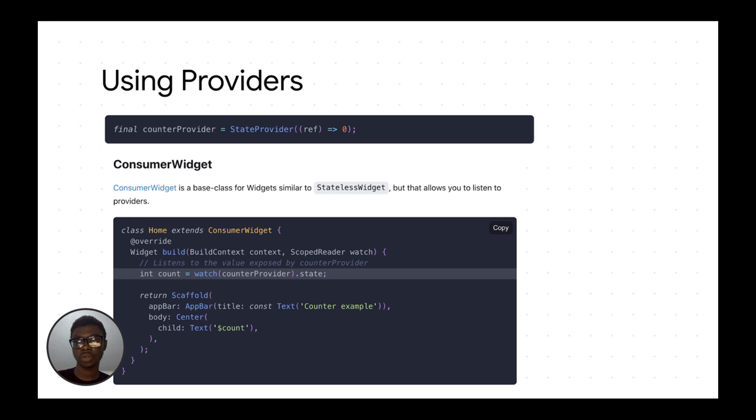So you can see we already defined our counter provider as a state provider, and the state provider houses the value of our count and our initial count, which is 0. Then we can easily listen to this count by using the watch method to listen to the counter provider and then check its state, which is the count of this particular counter provider, and then we could consume it in our text and show the value of the count using this particular method.